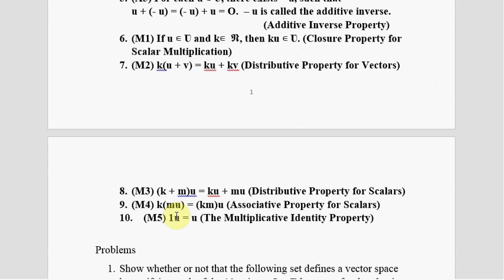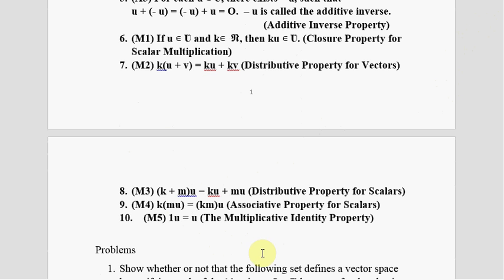And then number 10, or M5, is the multiplicative identity property. And that's called the element 1. Is 1 times a vector, does it offset the vector, does the vector stay the same? Well, hopefully it does. Sometimes it may not, and we have to see all of that.